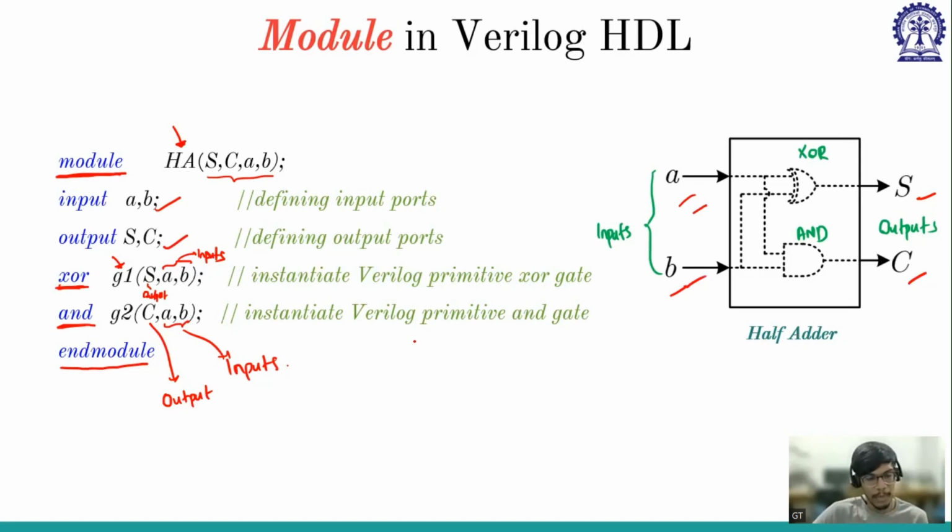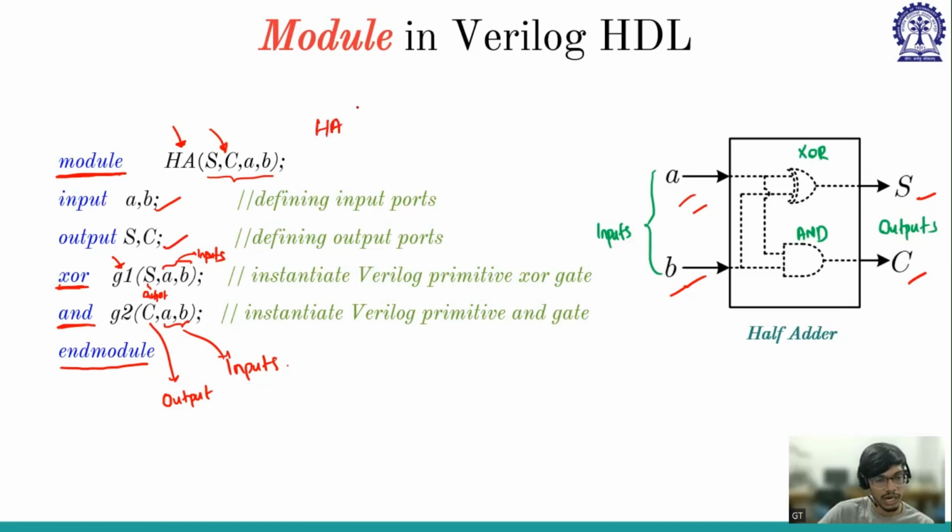Sir, in the module HA, don't we need to declare in order of output and input, or can we do it any way behind HA? Yeah, there is a way that you can define it inside these brackets, or you can do it inside the code as well. Okay, if I write HA, A comma B comma S comma C, is it true then? No.